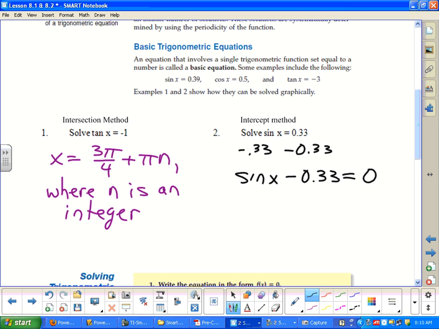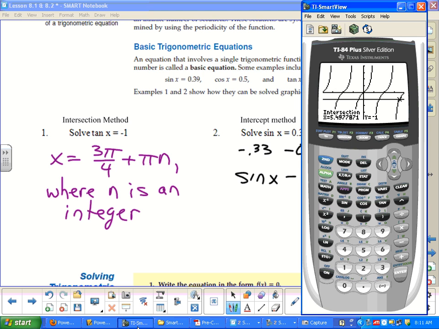Now, what's the period for sine? 2 pi. So we have to remember that, since we're talking just the sine of 1x, the value of b there is just 1, so all of our answers are going to be plus 2 pi n. Okay. So let's go ahead and graph this one.